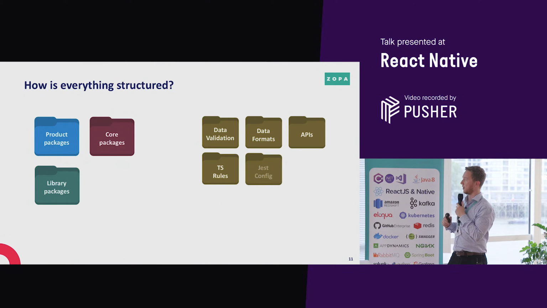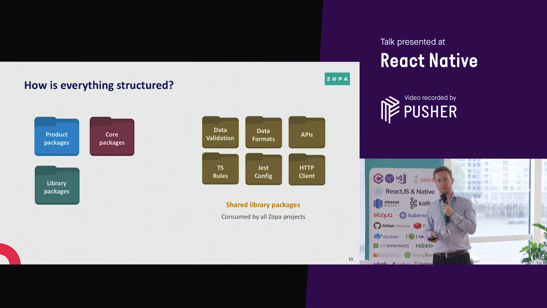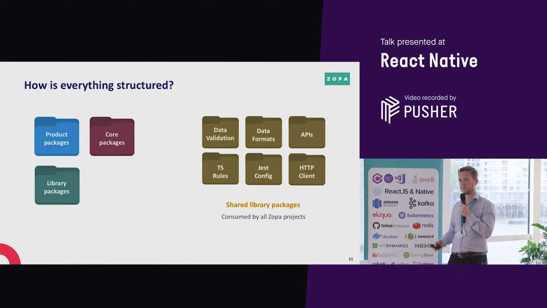And we also have shared library packages. So we have a monorepo that we share with all the projects, all the teams across Zopa. Because we want everything to be the same, like form data validation, data formatting, our TS-lint rules, JEST rules, API interfaces, everything is in one place, so we don't have to rebuild everything again and again.